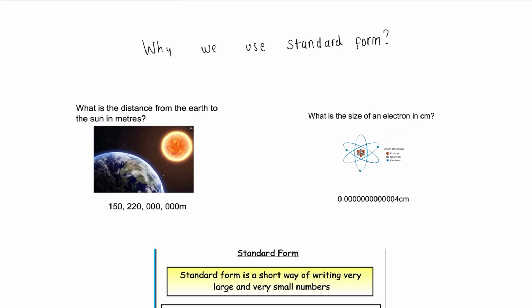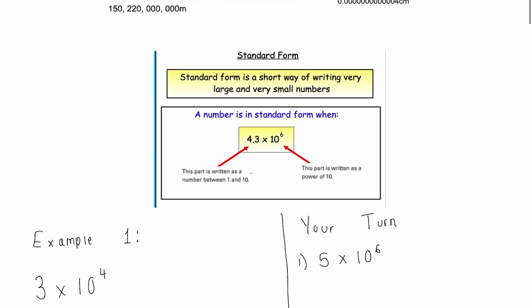Now, standard form is a way of writing really, really big numbers or really small numbers. So, for example, if we wanted to say what the distance from the Earth to the Sun was, we've got a very big number as shown here. That would obviously take a long time to write out, so that's why we use standard form as a bit of shorthand. In terms of the electron, it's a very, very small number, as you can see there. And again, it would take us a long time to write out. So instead we use standard form to represent these really big numbers and really small numbers.